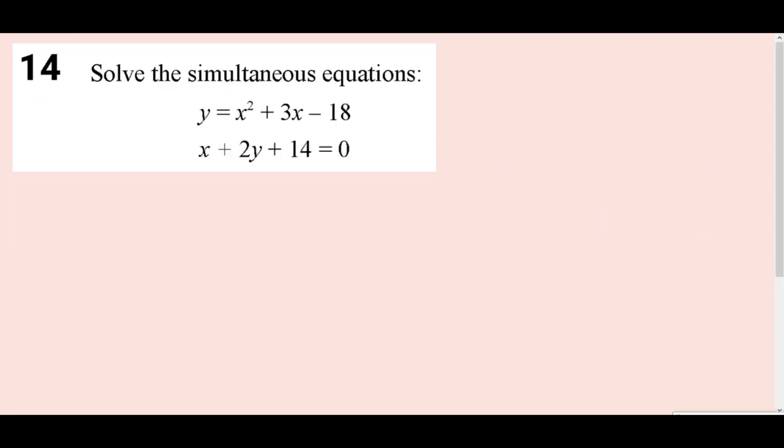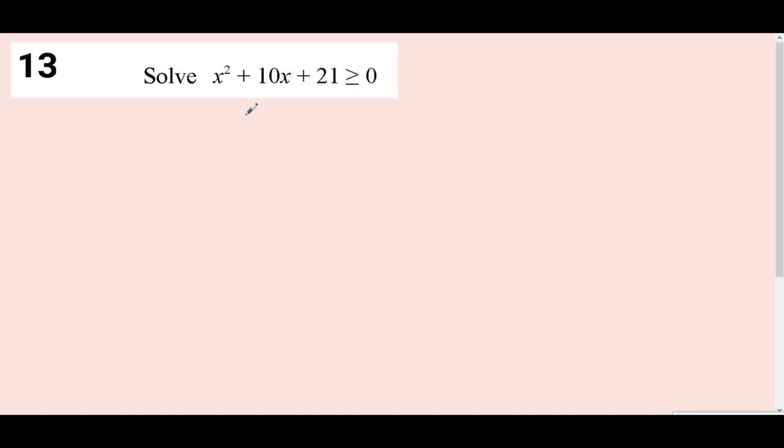So, question 13. Solve x squared plus 10x plus 21 is greater than or equal to 0. So, first thing we need to find the critical values. So we're going to factorize. We've got x plus 7, x plus 3 is greater than or equal to 0. So we know that our critical points are x equals -7 and x equals -3.